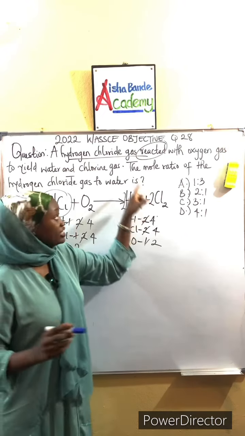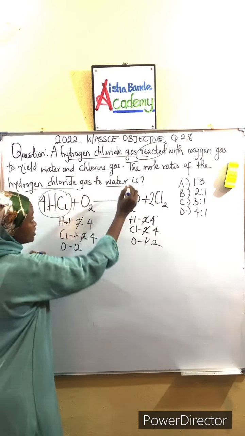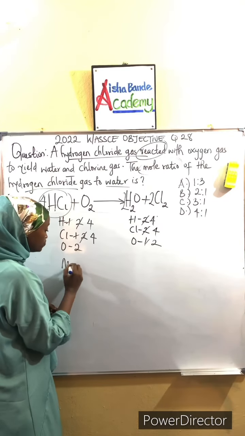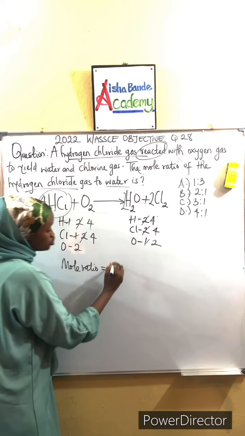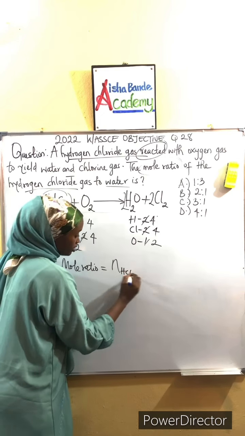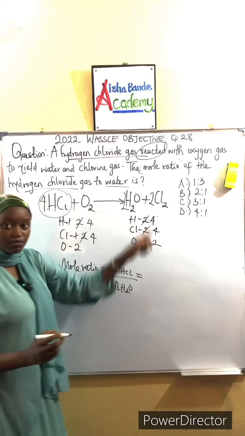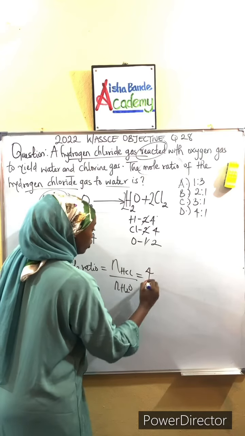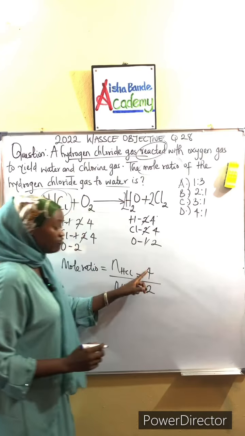So we are asked to find the mole ratio of hydrogen chloride gas to water. So we have to look for the mole ratio. The mole ratio of hydrogen chloride gas to water is going to be nHCl all over nH2O. So now let's go back to the chemical equation. HCl here has a value of what? 4, all over. The water here has a value of what? 2. So here we have 4 over 2.